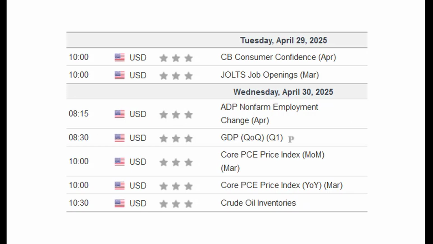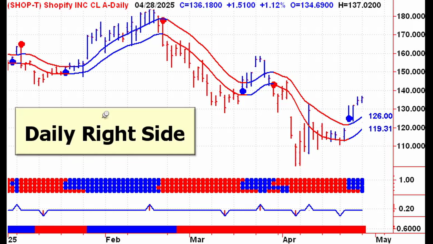Now, we don't have any major economic numbers coming out this morning. We do have some coming out at 10 a.m.: consumer confidence and the JOLTS job openings report. Both of those could certainly sway the direction of the market once it is open.